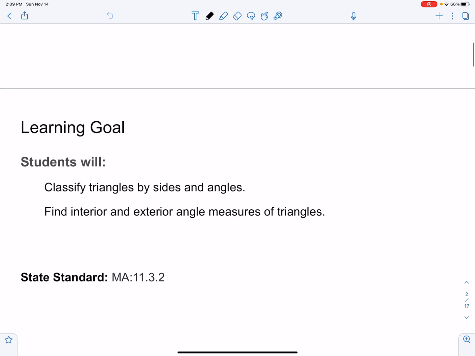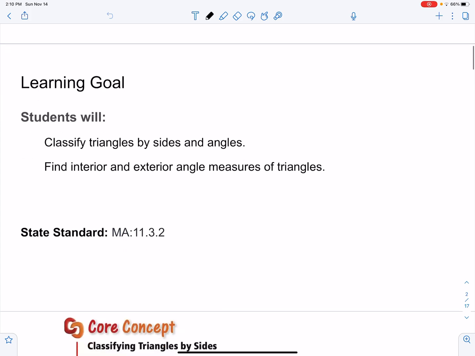Some of this stuff is stuff that you've learned before, so you should know or at least recall with a little bit of prompting. But for our learning goals for this lesson, we're going to be able to classify triangles by sides and angles, and we've done that before. You'll remember what I'm talking about when we get there. The other thing we're going to do is find interior and exterior angle measures. And again, it's stuff we've all done before. We'll just discuss the difference between interior and exterior angles of triangles.